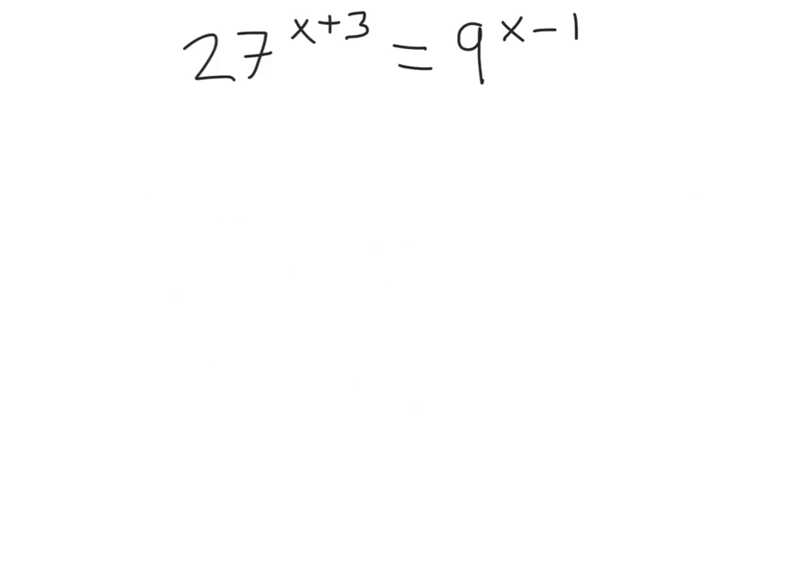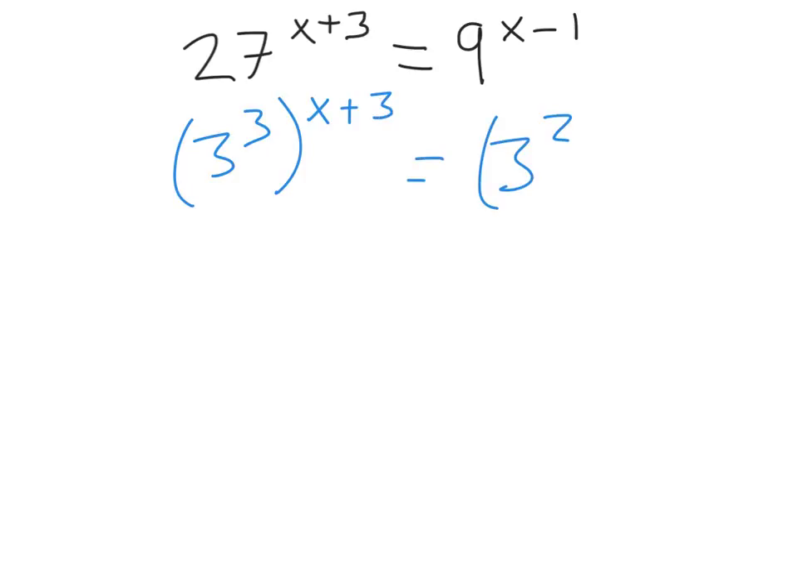Okay, so the trick to this method is you have to have bases that can be written as powers of the same base. So for example, I know 27 and 9 are both powers of 3. So I'm going to start by writing them as powers of 3. This is 3 to the third, parentheses to the x plus 3. And that's equal to 3 to the second, that's what my 9 is, to the x minus 1.